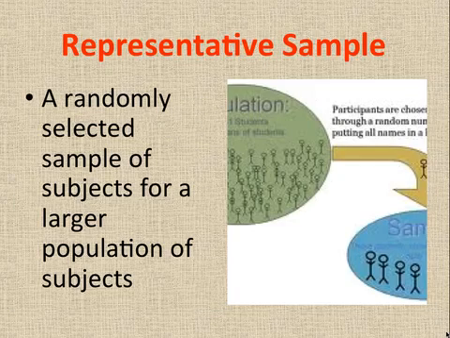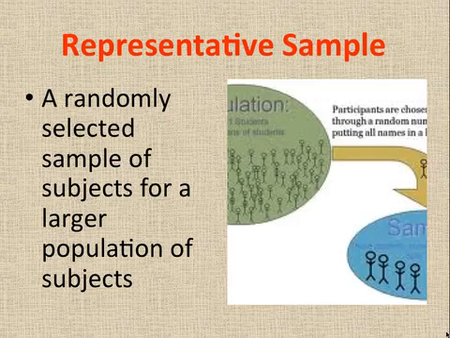Now we talk about sampling. This is the way that we determine the people or the population that are going to be tested or experimented with. One effective way is random sampling, which is when we have a randomly selected sample of subjects from a larger group or population that participate in our survey or experiment.